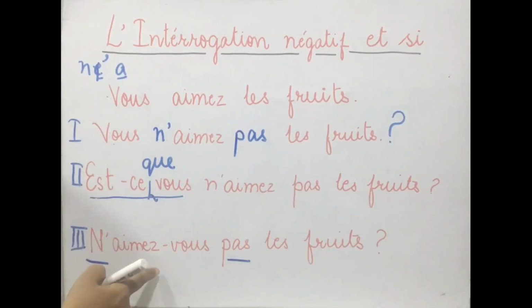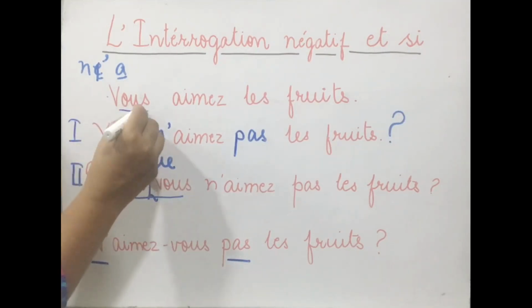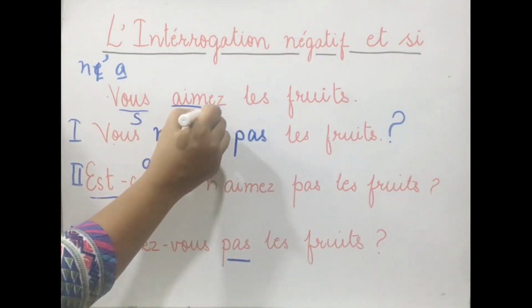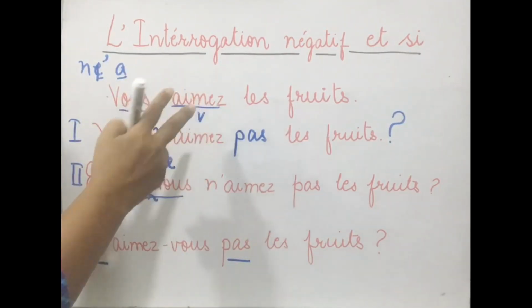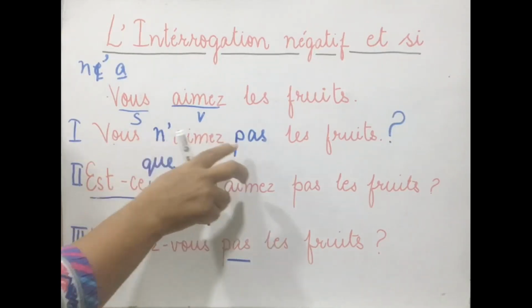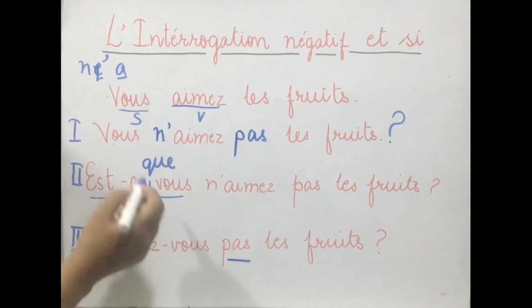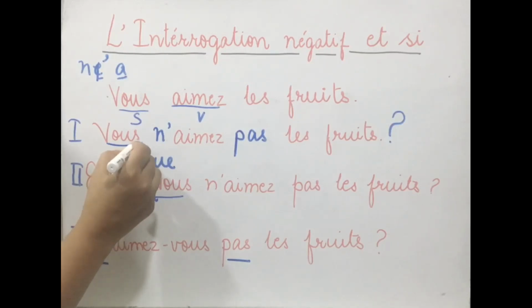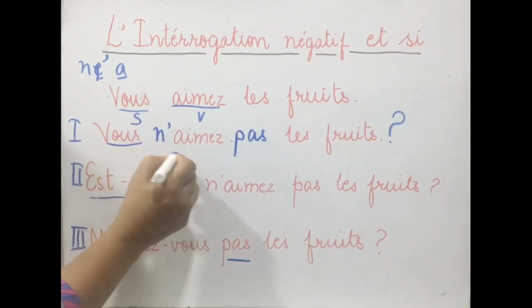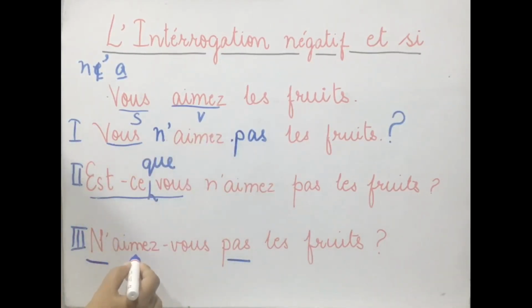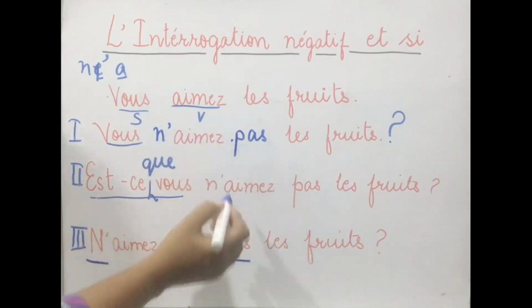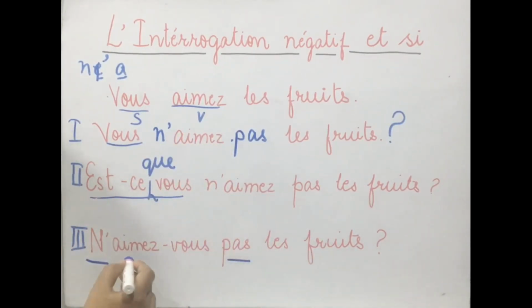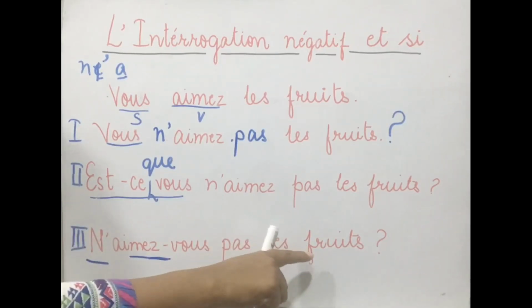Okay, and then the third was the inversion form. And I told you that in inversion you have to invert the subject and the verb here. Okay, this has to be inverted. Now in this negative, this ne and pas is also coming. So how will you invert this? You take this vous here. So this becomes "Ne aimez-vous pas les fruits." Okay, this remains a set. "Ne aimez-vous pas les fruits."